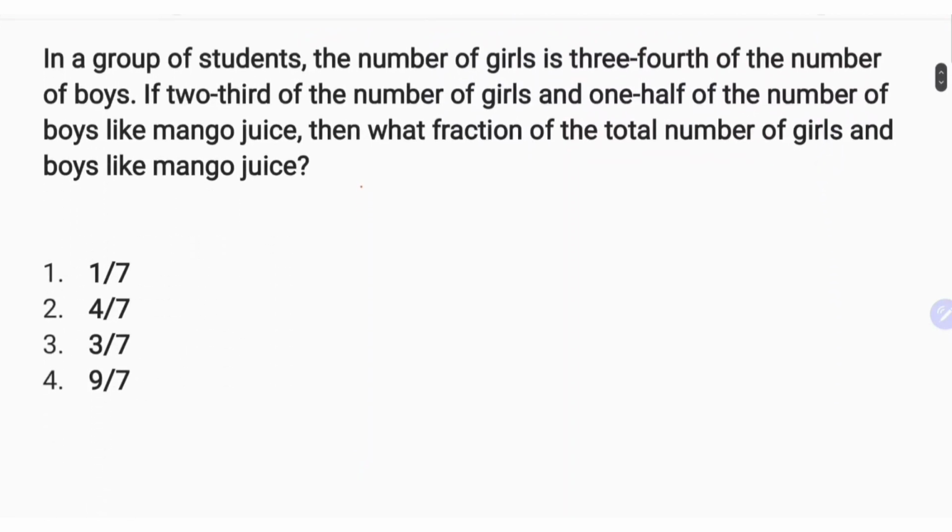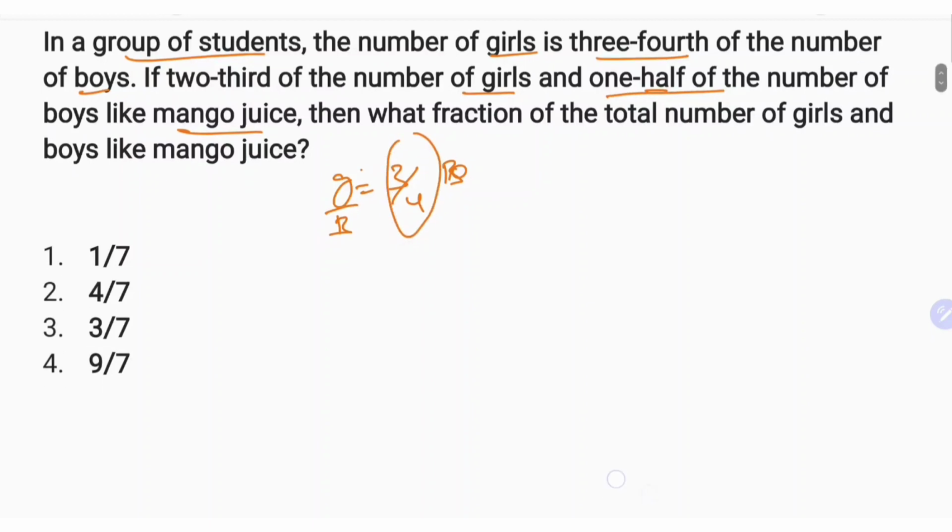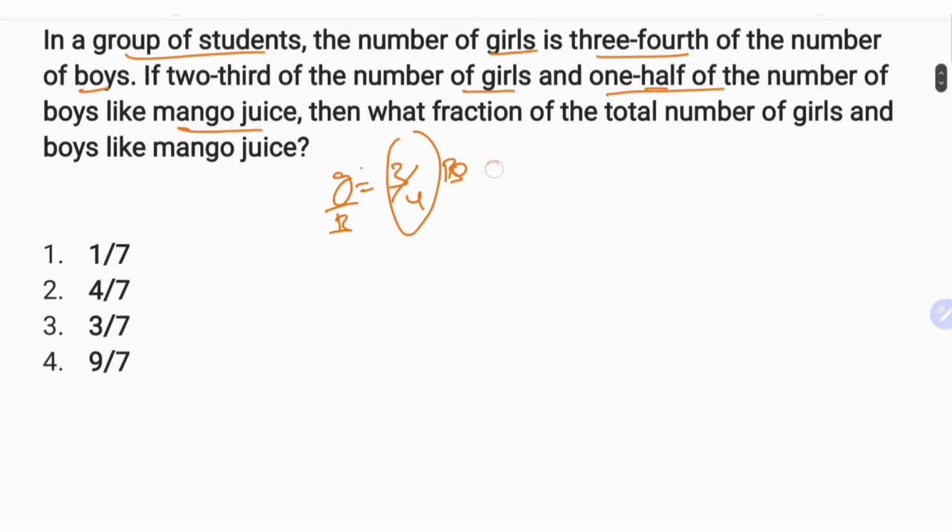And the next question is, in a group of students, the number of girls is 3/4 of the number of boys. 2/3 of the number of girls and one half of the number of boys like mango juice. Then what fraction of the total number of girls and boys like mango juice? Here the number of girls is equal to 3/4 of the number of boys. I can write it like this, a ratio 3:4. That is nothing but I can consider it as 300 and 400.